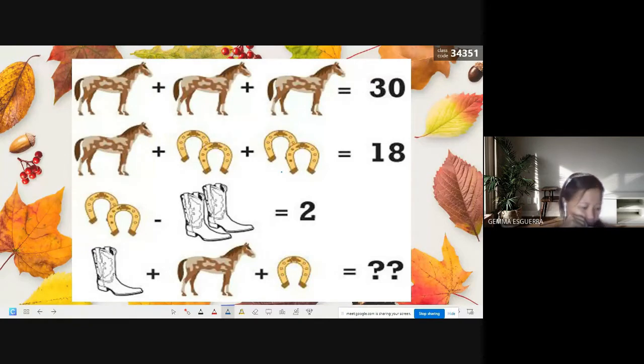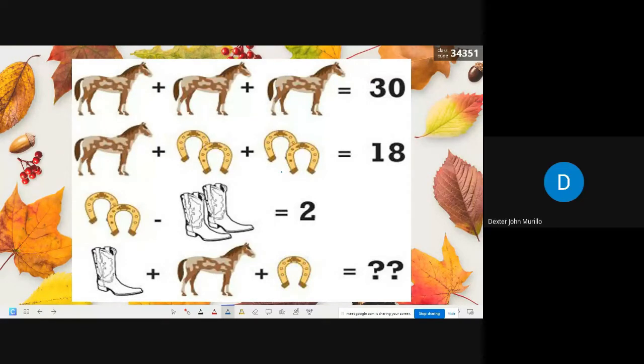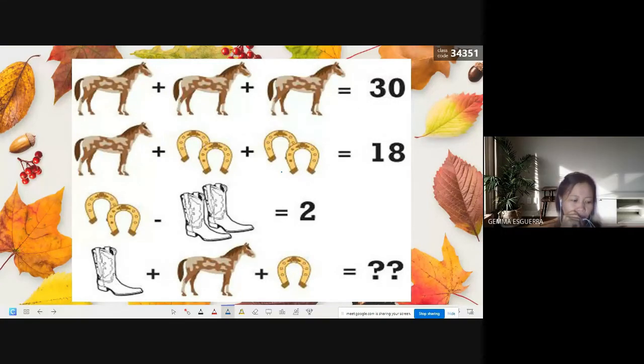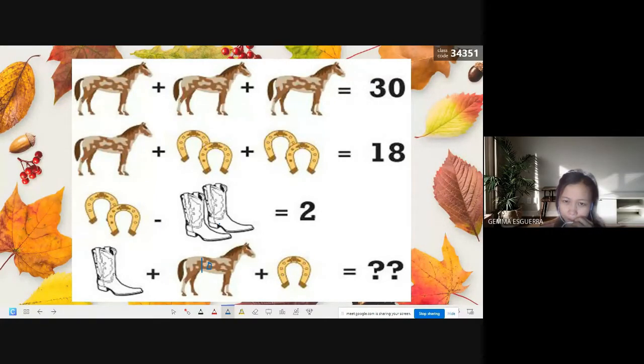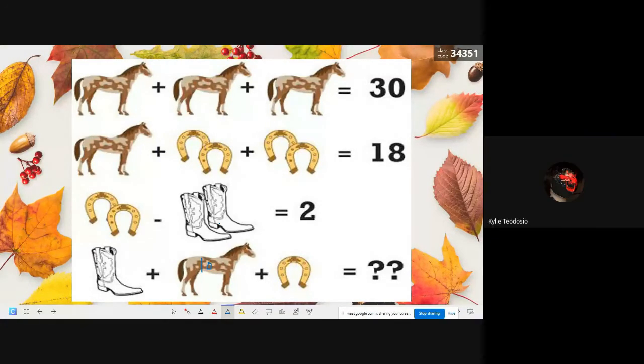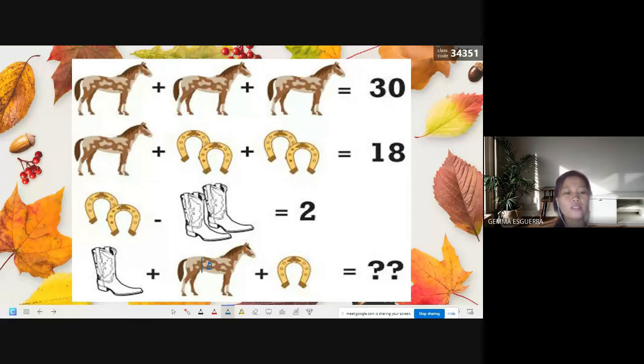Wants to try. Dexter. Ma'am, 16 po. Are you sure? Tingnan natin, analyze natin. So, yung horse, ano po yung value ng horse? That's 10, tama? Sige, tingnan natin yung horse ay 10. How about yung shoes? Kylie? Ano pong sagot? 14 po sagot ko, ma'am. Tingnan natin, ha. Sige, analyze natin isa-isa. What is the value of one shoe?